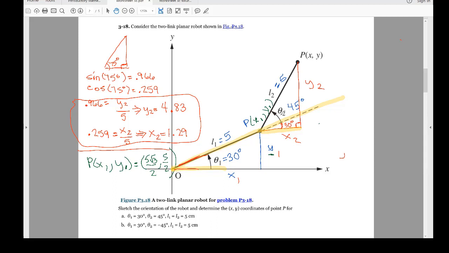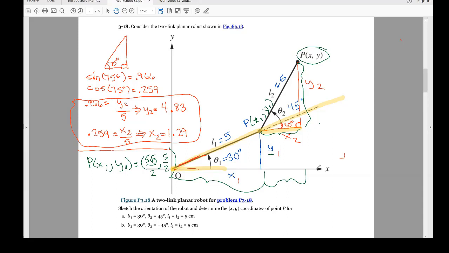What do I want to do? Let's do this. I know that the length of this is my x value, and the height from here to here is my y value. But what I really want to know is what this point is. So I have to add my x1, which is this distance here, plus my x2, which is that distance there, and that would give me my total x, right? So I just need to add them together.